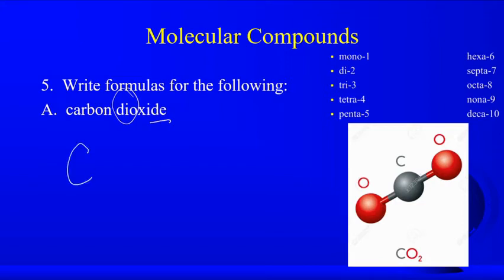So mono means 1 carbon, di means 2 oxygen, well, more like O. Carbon dioxide is CO2. Carbon dioxide is CO2. Easy peasy.